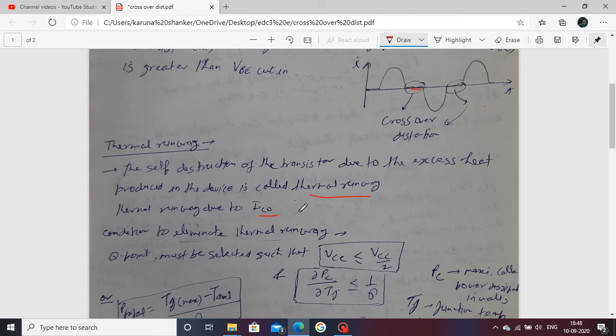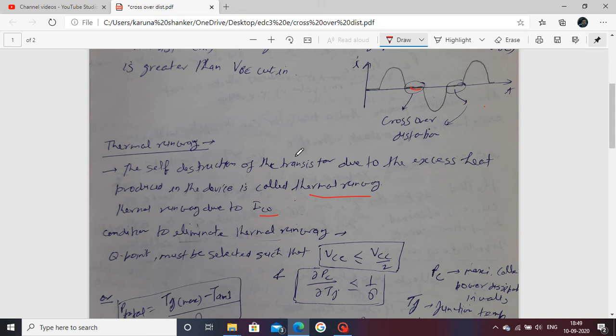A power amplifier amplifies your signal. When the collector current is more in the collector region, heat is produced by the transistor. When there is heating around the transistor, the device does not operate properly as an amplifier. That's one of the disadvantages. When the temperature increases, the operating point of your transistor is shifted.